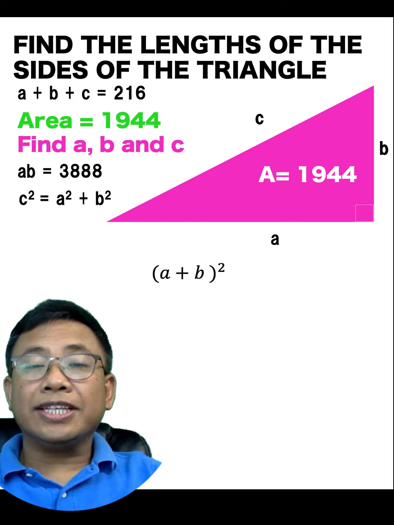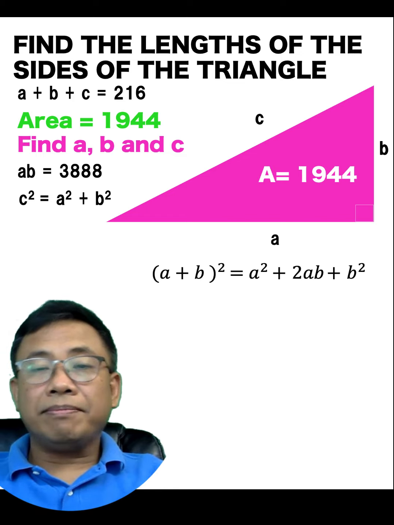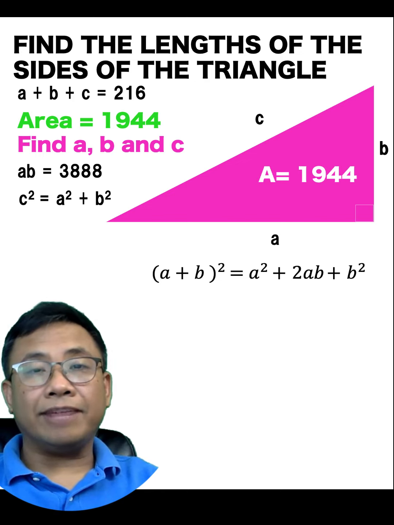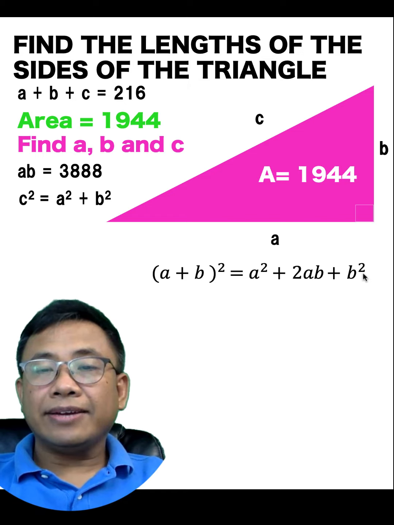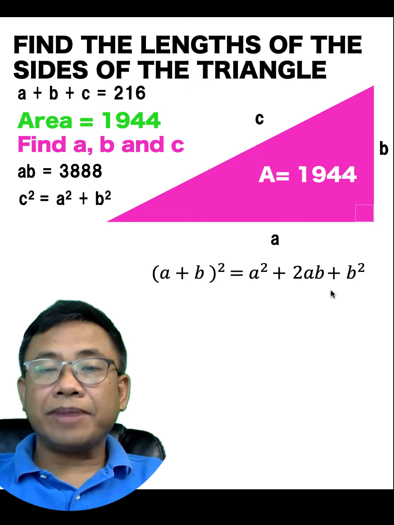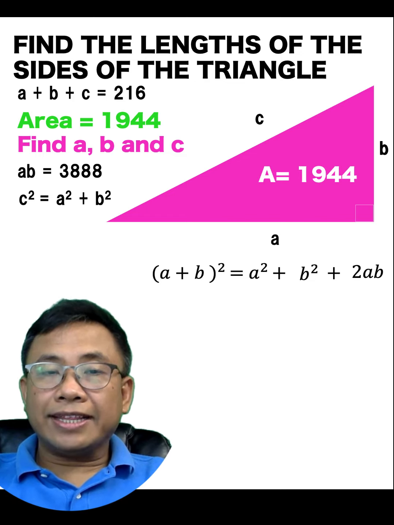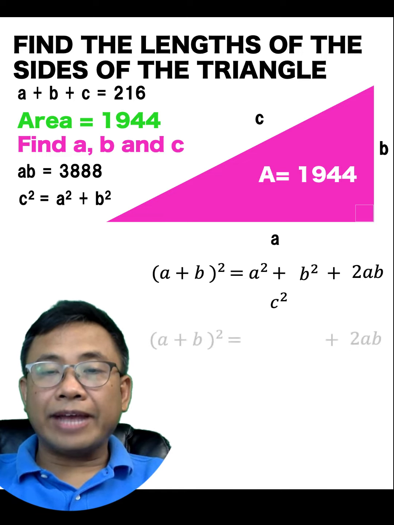Now, let's recall the square of a binomial, that is equal to the square of the first term plus twice the product of the first and the second term plus the square of the second term. Since we have here A squared plus B squared, we can rearrange the right side by commutative property. We have A squared plus B squared plus 2AB. And we know that A squared plus B squared is equal to C squared, so we can replace this with C squared and copy all the rest.